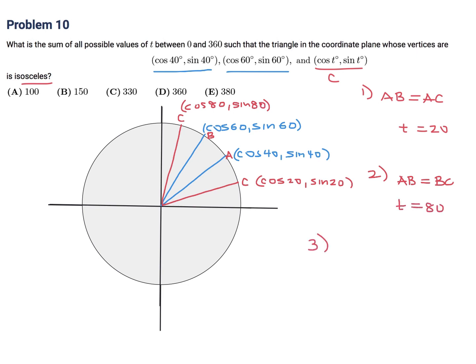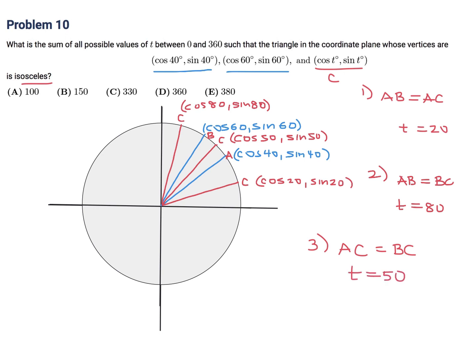And then the final one, to make an isosceles triangle, AC would have to be equal to BC. That means the distance from A to C would have to be the same as the distance from B to C. So the first obvious one is if C is in the middle. Therefore the distance from A to C would be the same as the distance from B to C. And that means this is cos 50 and sine 50, because it's right in the middle, right? Between 40 and 60. So that means t is 50.